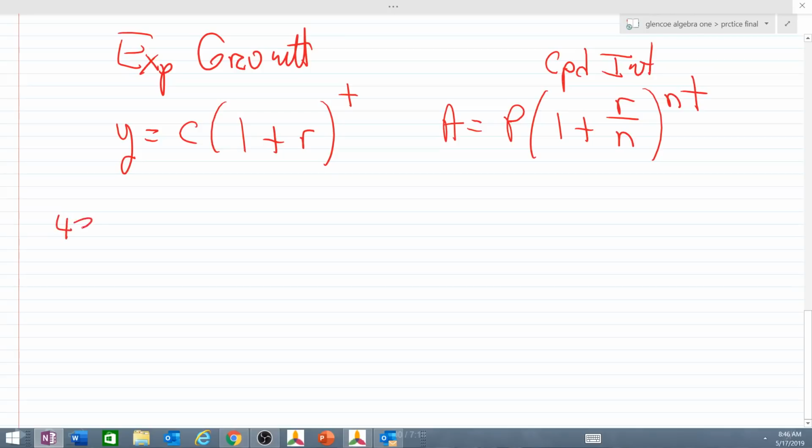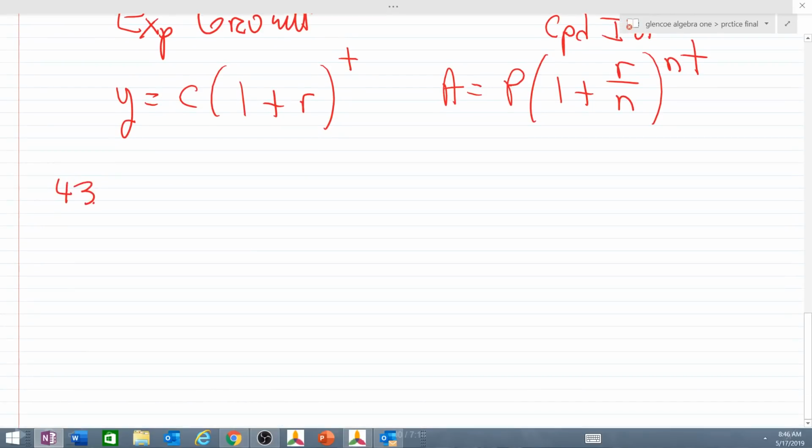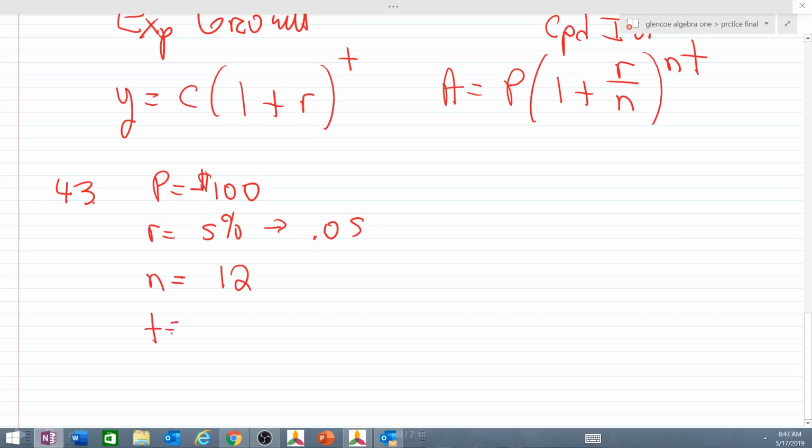43. Determine the amount of an investment if $100 is invested at an interest rate of 5%, compounded monthly for 5 years. Round your answer to the nearest whole dollar. So the first thing you want is the principal, which is $100. The second thing is the interest rate, 5%, which you're going to change to a decimal, 0.05. N is the number of times it's compounded. If it's compounded monthly, then it's 12 times. And T is the time in years, which is 5 years.